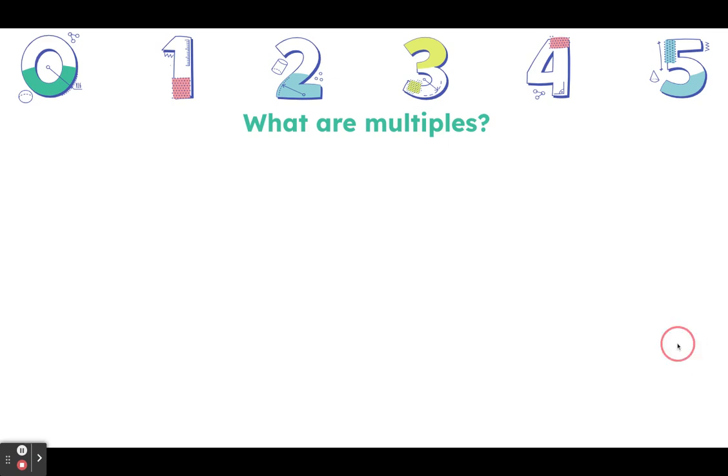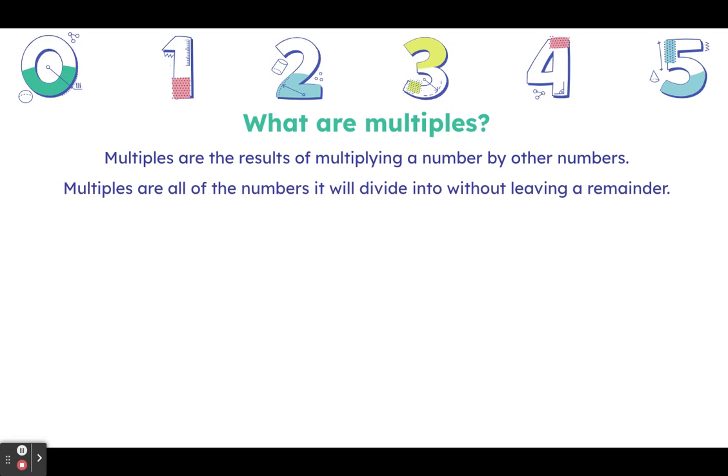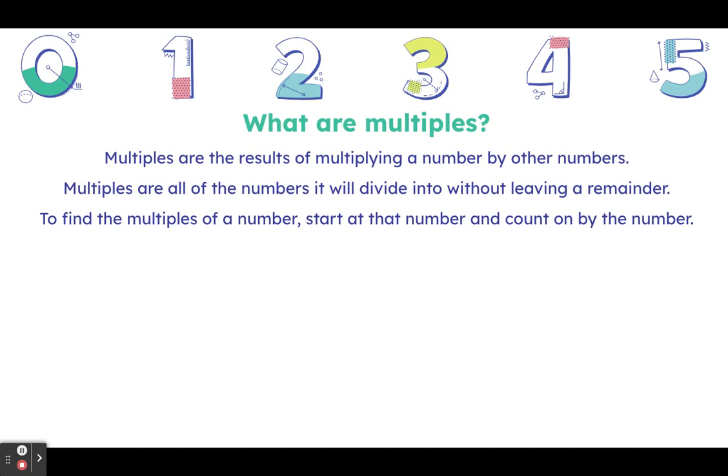What are multiples? Well, multiples are the results of multiplying a number by other numbers. In other words, multiples are all of the numbers it will divide into without leaving a remainder. And one way that we can easily find multiples of a given number is by starting at that number and then counting on by the number.